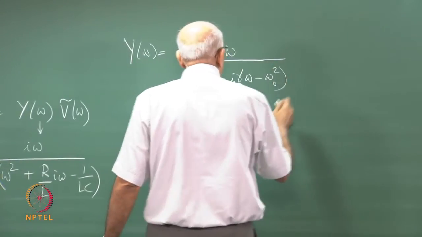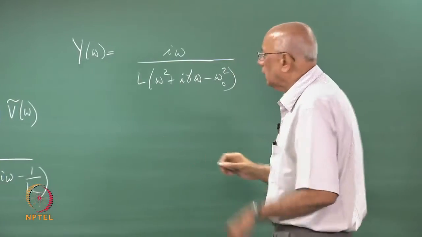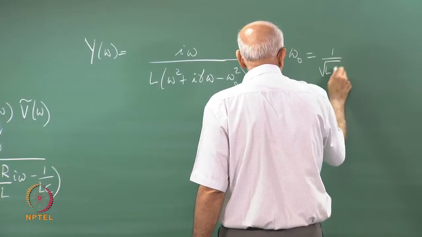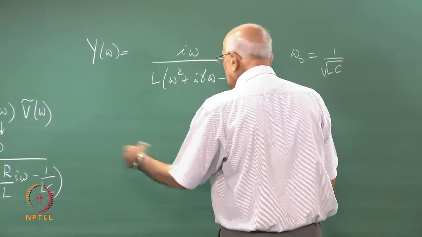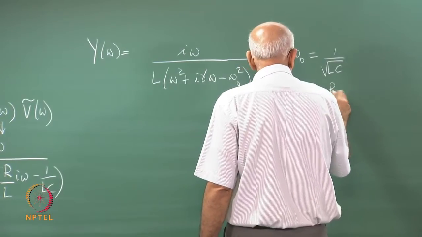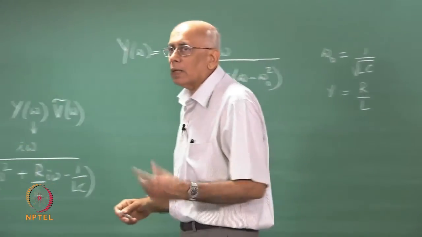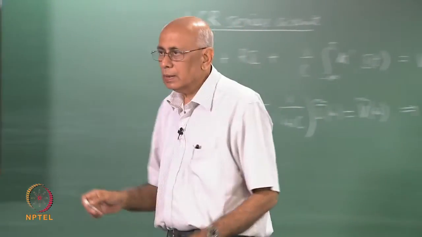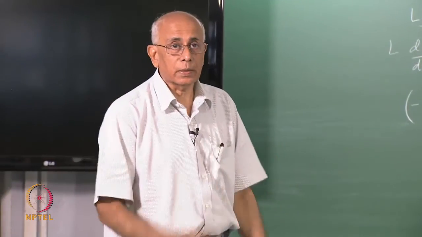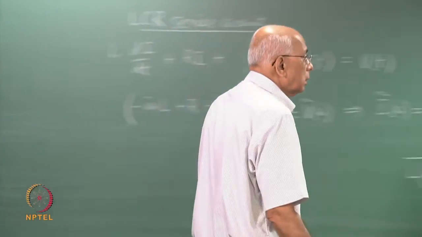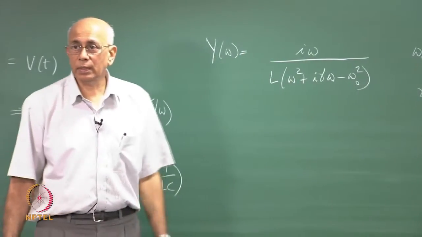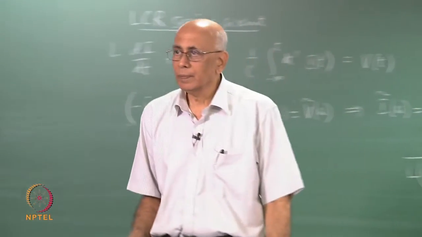So, if you recall, the undamped LC circuit has a natural frequency omega naught equal to 1 over square root of LC, and the time constant of this thing is gamma inverse, where gamma is R over L. So, the LR circuit has a time constant which is L over R, and the LC circuit has a natural frequency 1 over square root of LC. So, in terms of those two quantities, this is the susceptibility, if you like.